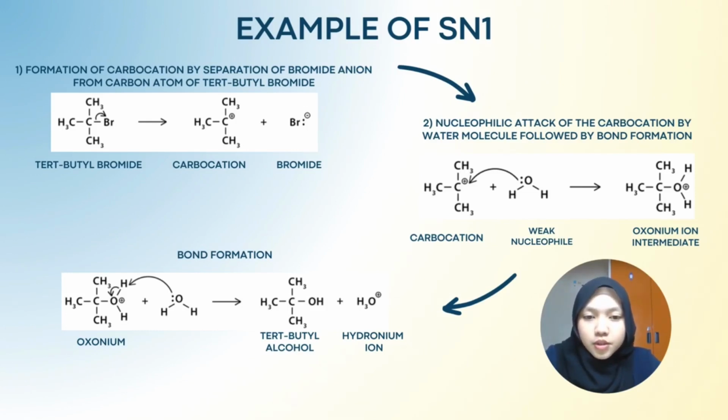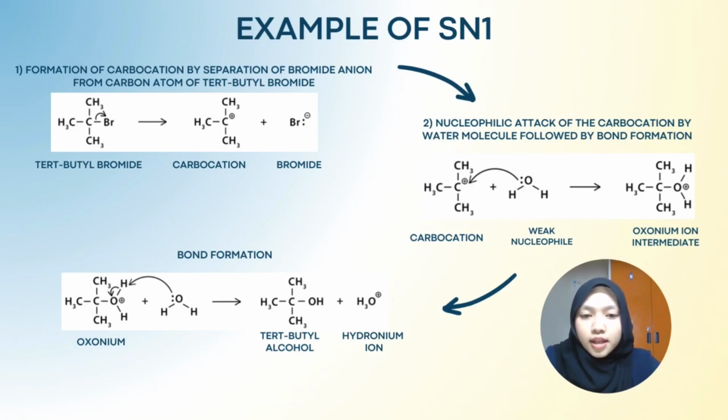Then the second step is where the water molecule, which is a weak nucleophile, attacks the carbocation, which forms an oxonium ion intermediate. Then followed by the bond formation, where a second water molecule, which acts as the base, attacks the oxonium ion and forms the butyl alcohol and hydronium ion.